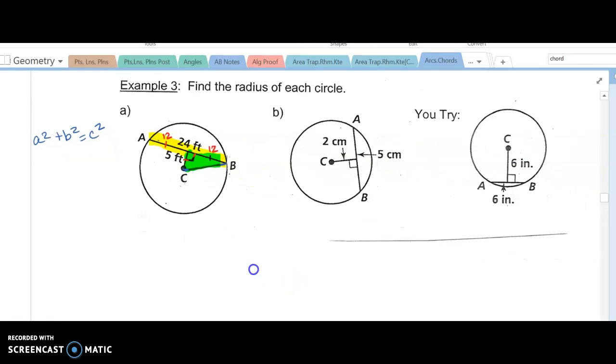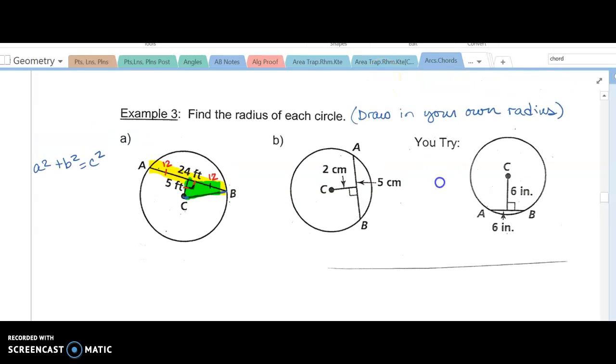So the key to these problems, it's a BYOR, bring your own radius event. Draw in your own radius in these problems. Here we'll say that is our hint.